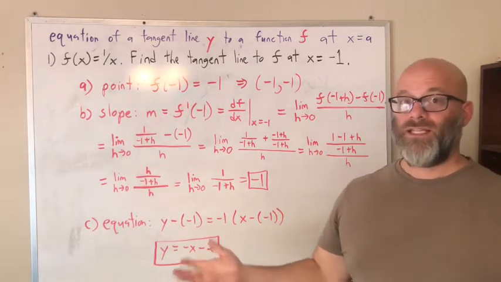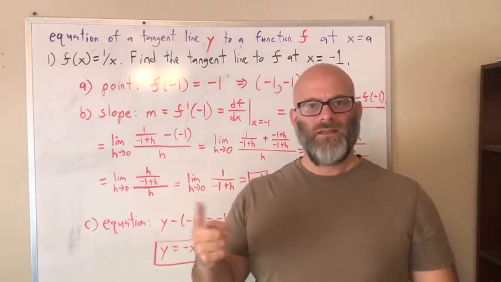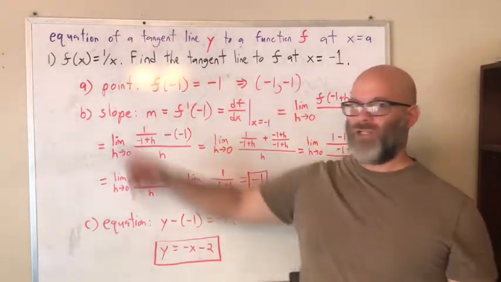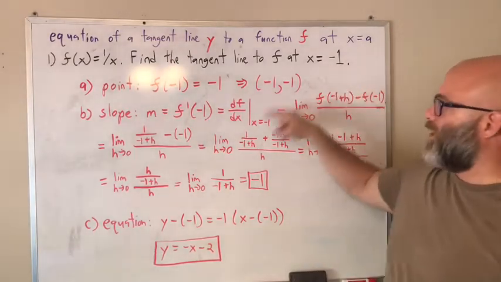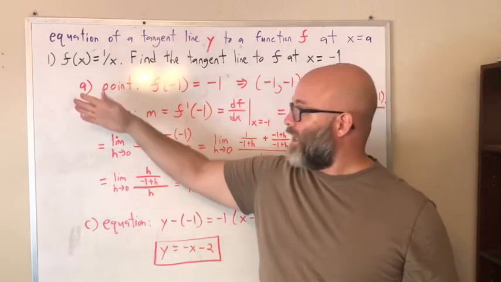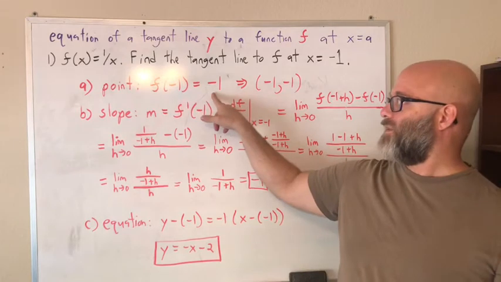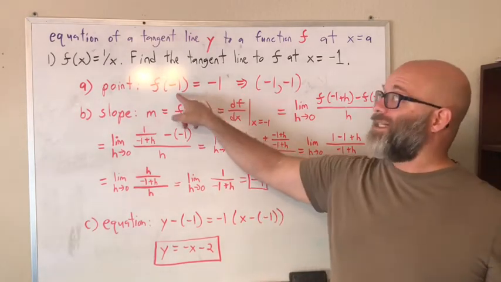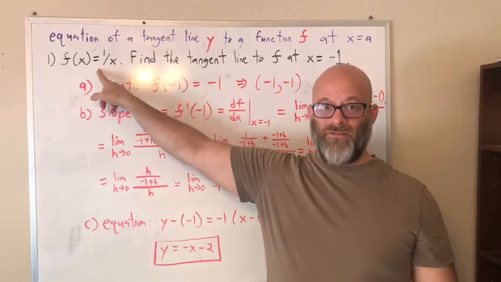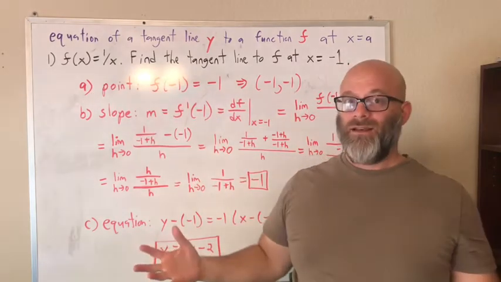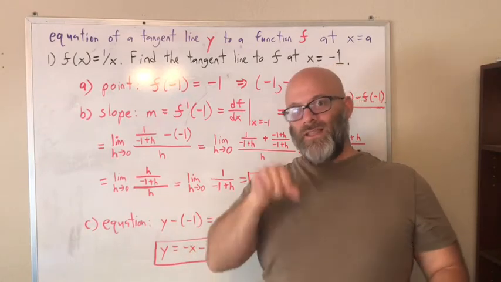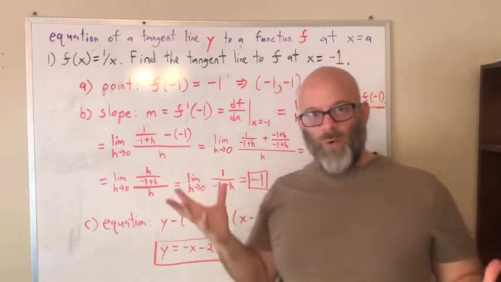What two things do I need to get the equation of any line? A point and a slope. How are we going to get the point? Use the f function. Stick -1 into the f function, out comes -1. f of -1 equals -1. That's the point (-1, -1). That point is clearly on the graph of f, and it's also going to be a point in our tangent line. In fact, that's what a tangent line is, right? It's a line that touches the graph at only one point.